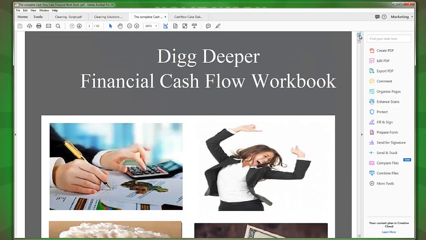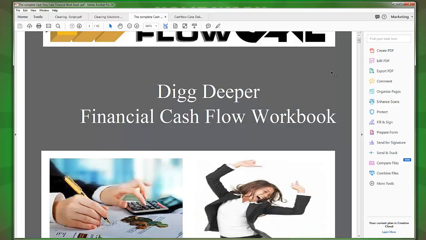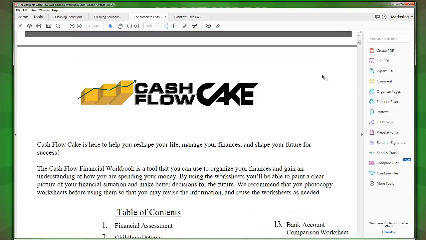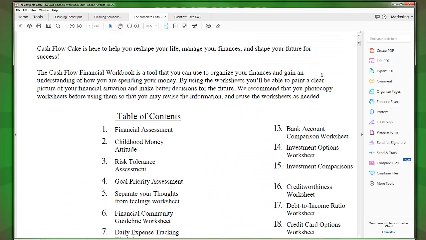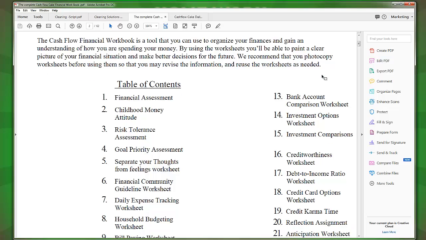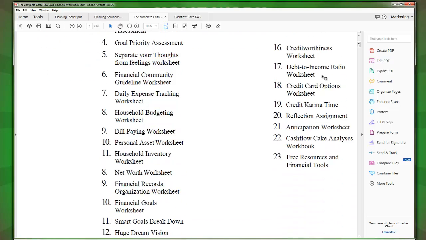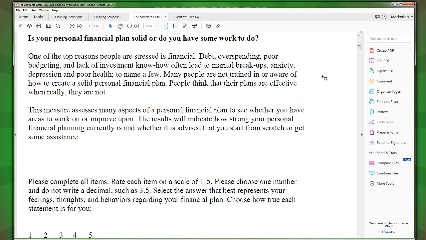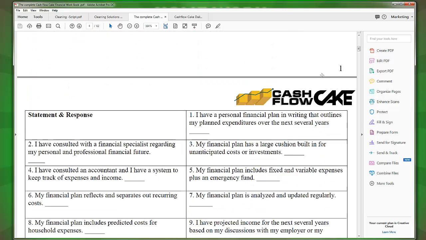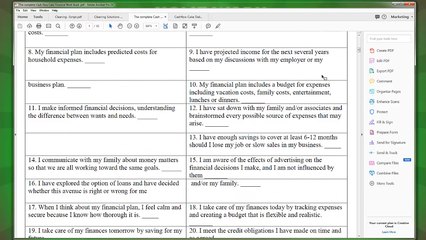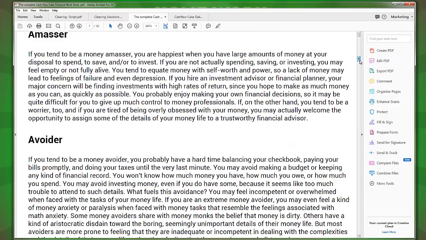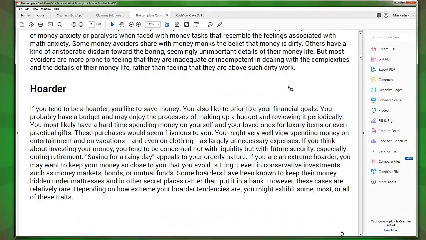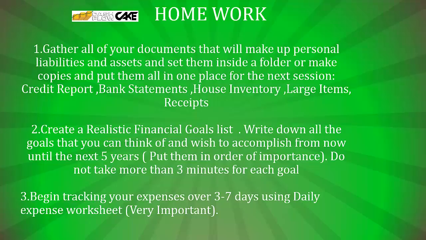So this is our cash flow cake workbook. It's an entire workbook that I put together, and after everything is all said and done, you'll be completing this workbook as best as you can. So it has some questions, it has some modules, some pictures in here that you want to review, and then after we're done, we're going to be using the budget that I just showed you to put everything in place.